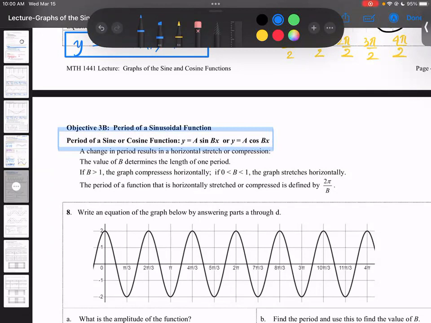Okay, so the value B, where amplitude determines the height of the graph, the value B determines the width of the graph, whether it's getting fatter and fatter, stretching out like that, or being compressed, skinnier, right? So value B determines the length of one period. If B is bigger than 1, remember B is the number in front of x, the graph compresses horizontally. If B is between 0 and 1, the graph stretches horizontally.